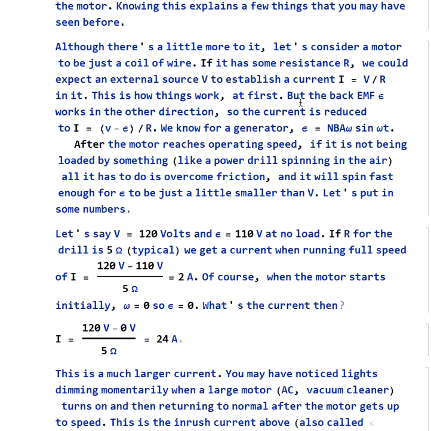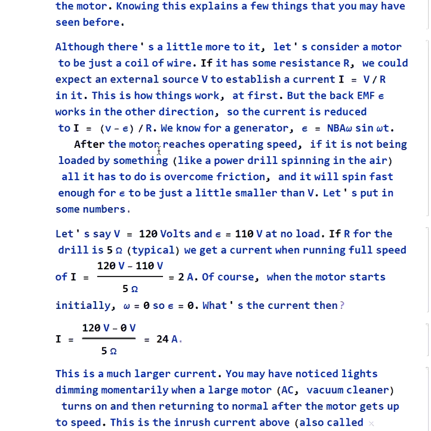It's basically a coil of wire in a magnetic field. If we say it has some resistance R, and we have an external source of voltage V, we should get a current V over R. That's simple enough. But back EMF works the other way, and that reduces the current from V over R to V minus epsilon over R. We know for a generator what epsilon equals: it's NBAω sin ωt.